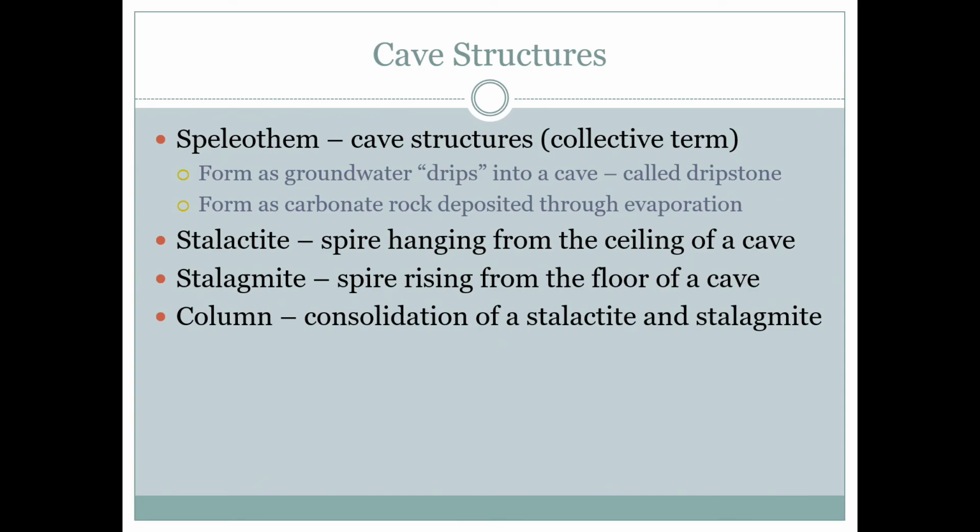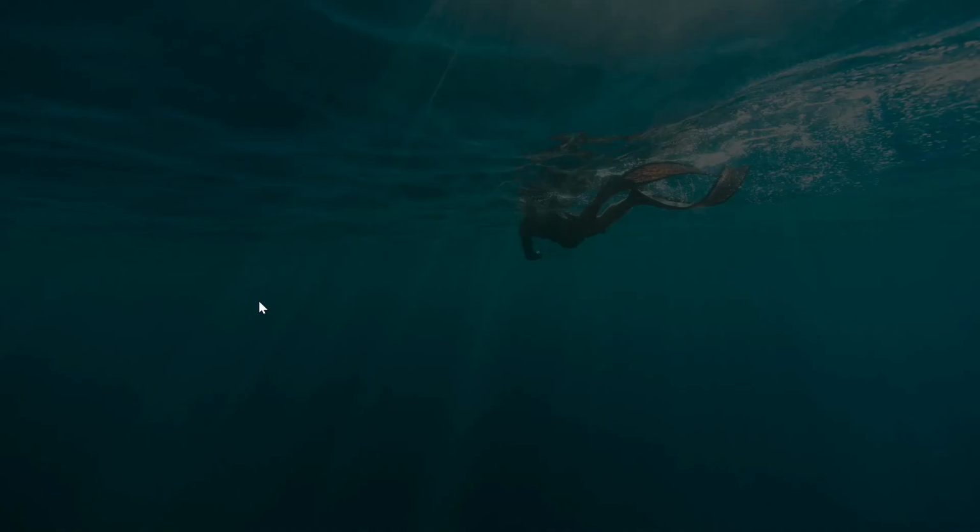We're looking at cave structures. A lot of people like this kind of stuff. Speleothems are just another way of saying cave structures. They form as groundwater drips into a cave. We call that dripstone. They form as carbonate rock deposited through evaporation, so the water evaporates, leaving behind the calcium carbonate deposits that form the speleothems. There's three basic types. There's stalactites, stalagmites, and columns.